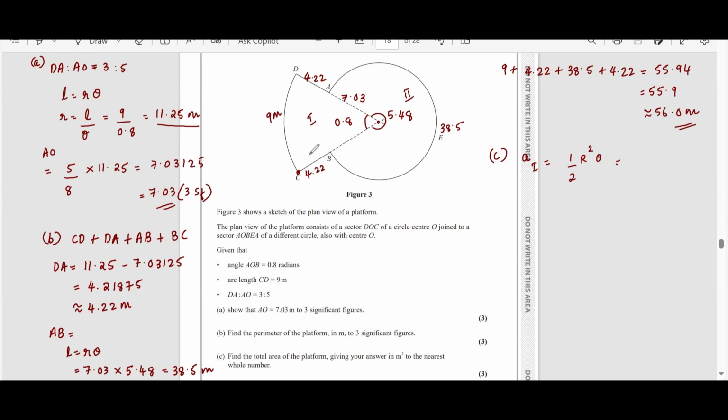You know, the formula is half r square theta. For the first sector, the radius is 11.25 and theta, the angle here, is 0.8. So basically half of 11.25 squared times 0.8, that is 11.25 squared multiplied by 0.4. That will give us 50.625.